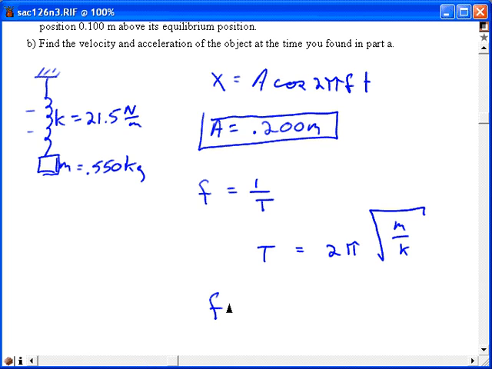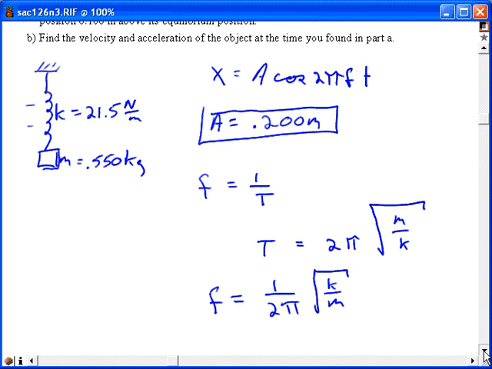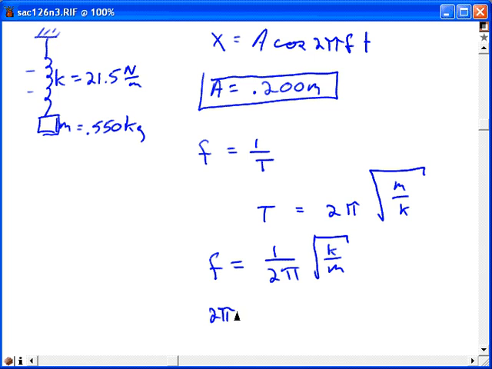So f, being the reciprocal of that, is thus 1 over 2 pi times the square root of k over m, or 2 pi f is just the square root of k over m. A little note on algebra here: I'm taking the reciprocal of T, where T is the reciprocal of a product, which is the product of the reciprocals, so 1 over 2 pi times the reciprocal of this, and the reciprocal of the square root of a ratio is the square root of the reciprocal of that ratio.